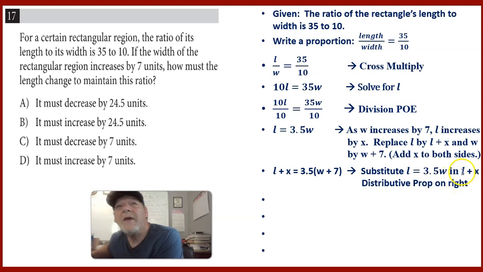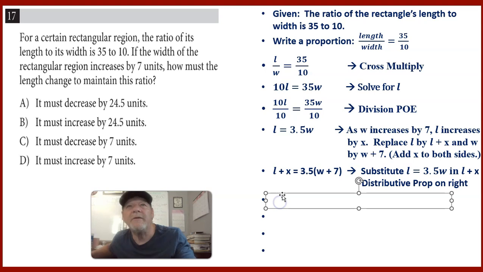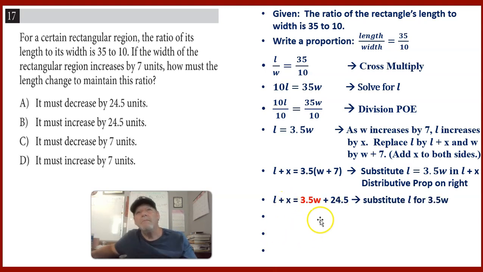And for the L plus X, I added an X here, added a W plus 7 here. Now I'm going to use the distributive property right here. Distribute on the right. And for this L, I'm going to substitute a 3.5 W. Why? Because that's what we set up here on this line when we solved that. So the L plus X equals the 3.5 W.